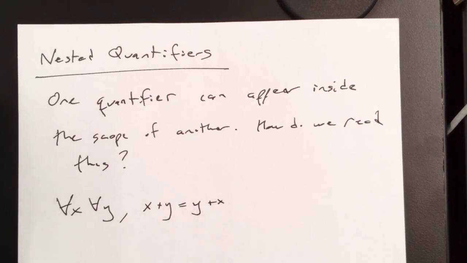Okay, when I think about one quantifier sitting inside the scope of another quantifier, that means that the effect of the first quantifier carries through to the second one. So here is an example. For all x, for all y, the statement x plus y equals y plus x.